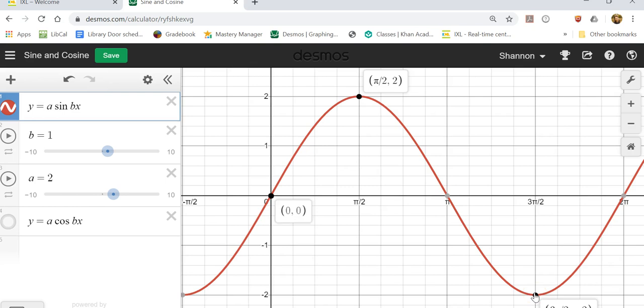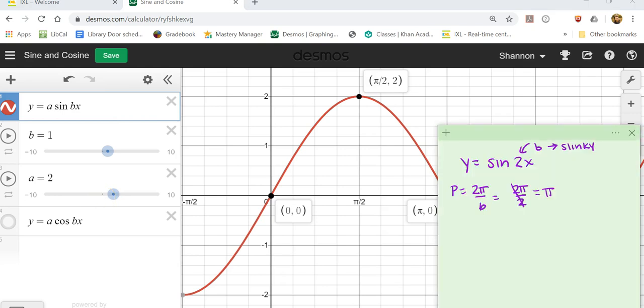Notice how I still have the same zeros at 0, pi, and 2 pi. The period did not change because my period b value is still 1, but my a value is 2. So for the graph of y equals 2 sine of 1x, or just x, what that does is it changes the a value and it's a vertical stretch. Okay, so we're thinking it's stretching it out up and down instead of side to side.